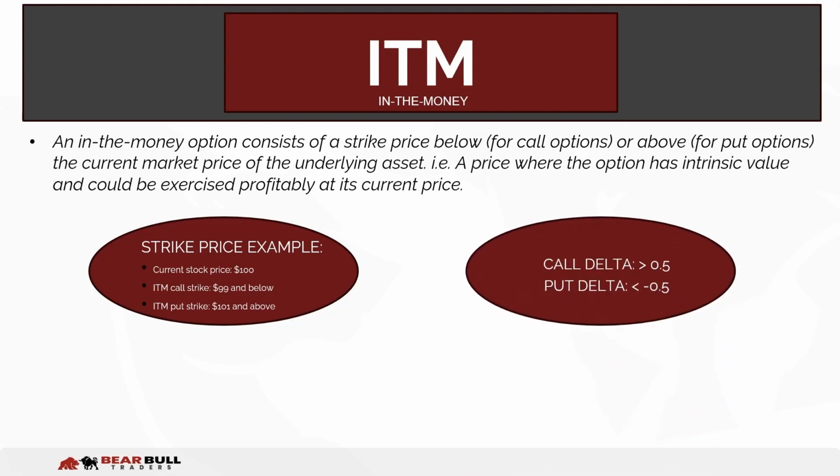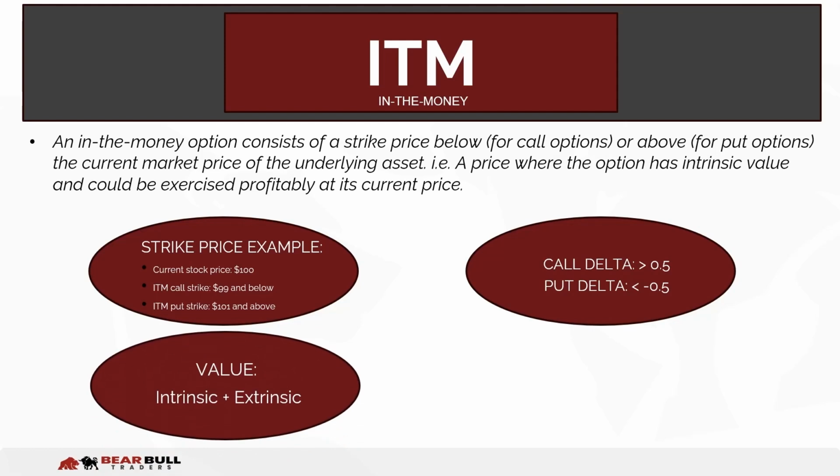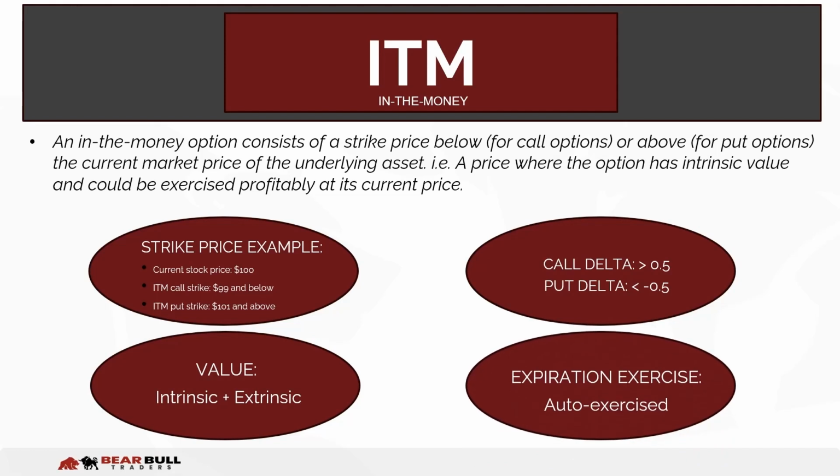The call delta for an option that is in the money will be greater than 0.5, while the put delta for an option that is in the money will be less than negative 0.5. In the money option contracts hold both intrinsic and extrinsic value. And because of the intrinsic value, at expiration, these contracts will be auto-exercised.